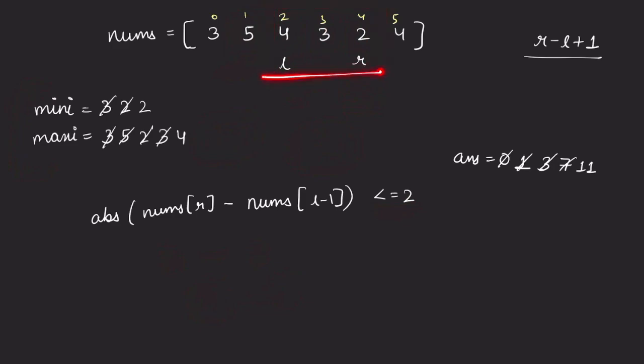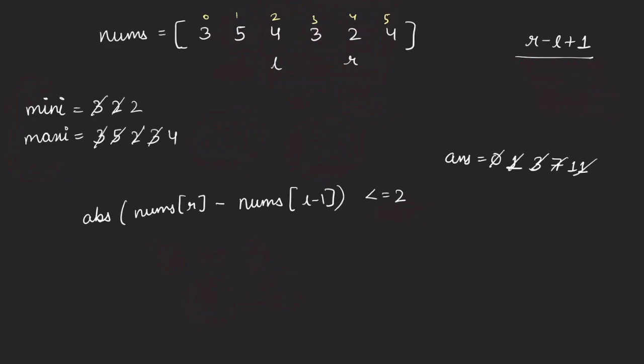window. So now that we have got a valid window, we will have to count its subarrays, right? So that will be 4 minus 2 plus 1, which will be 2 plus 1, that is 3, right? So in our answer, we will add 3. It will become 14 now.